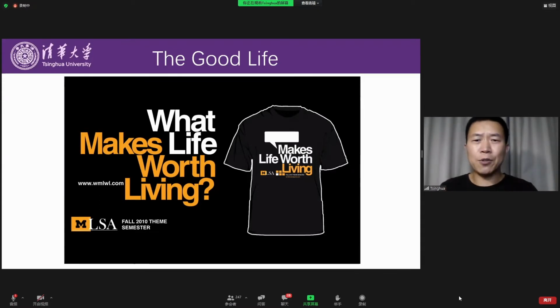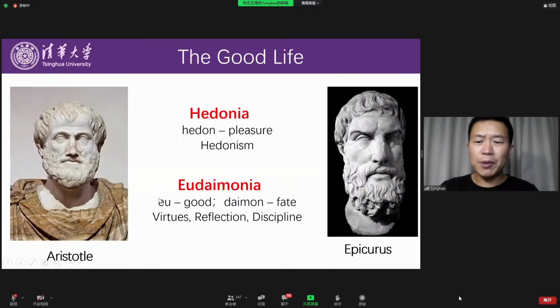So this actually is the eudaimonia way of thinking about life. If we trace back to ancient Greece, there were already two schools of philosophy. They have different views on what is a good life. Philosophers like Epicurus would think a good life is hedonia. And hedon is the ancient Greek for pleasure.